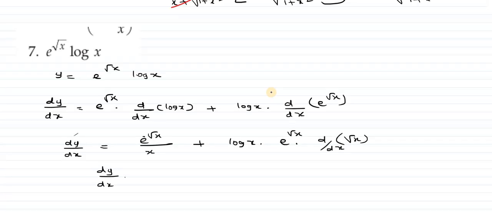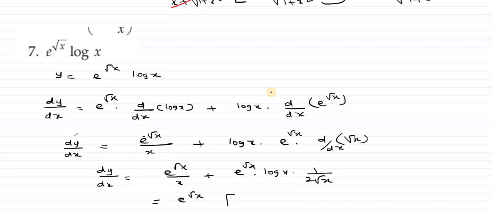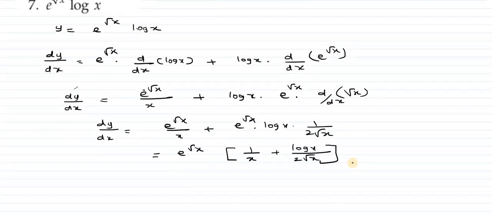So now this will become dy by dx is e power root x upon x plus e power root x into log x. Differentiation of root x is 1 by 2 root x. So e power root x, you can take it outside. Okay. 1 upon x plus log x upon 2 root x will be your answer. Clear, ma? You can take LCM and further simplify if you want.